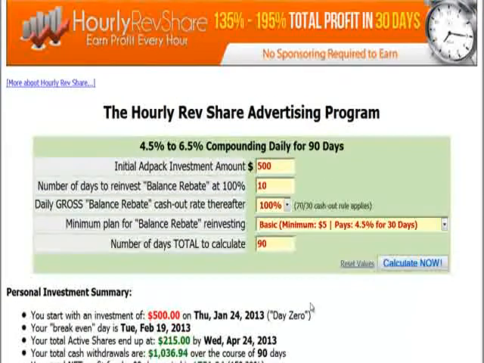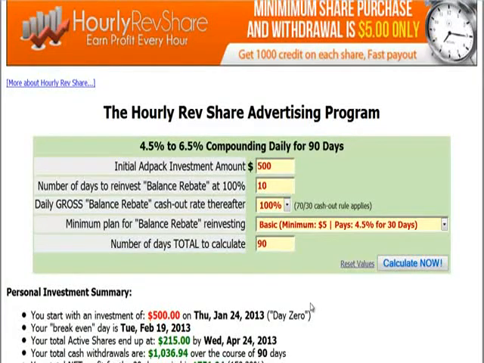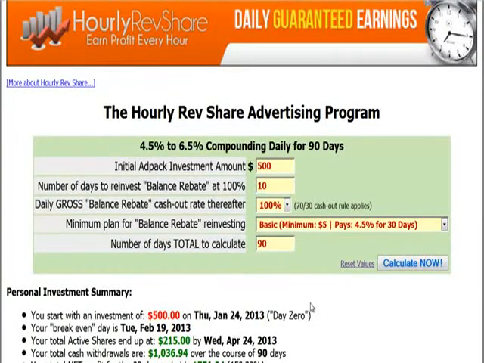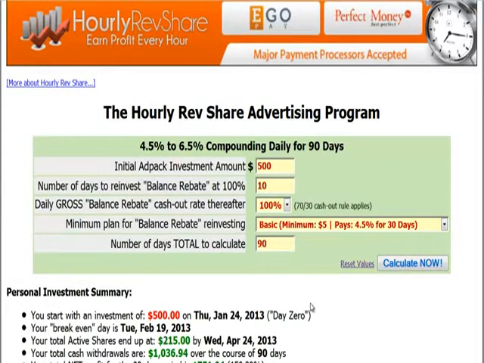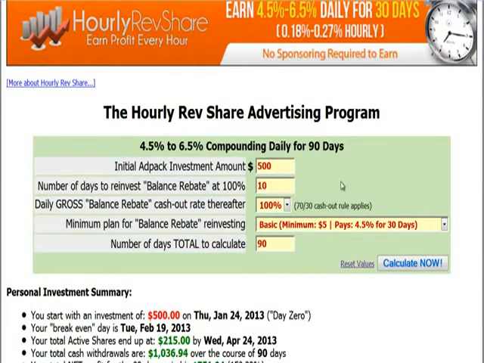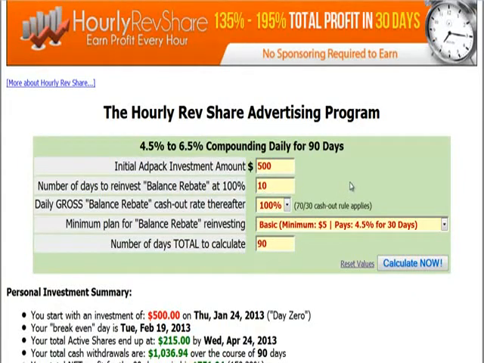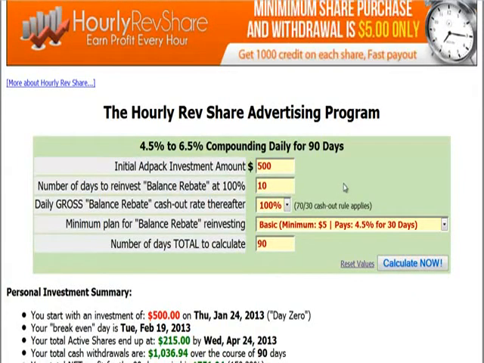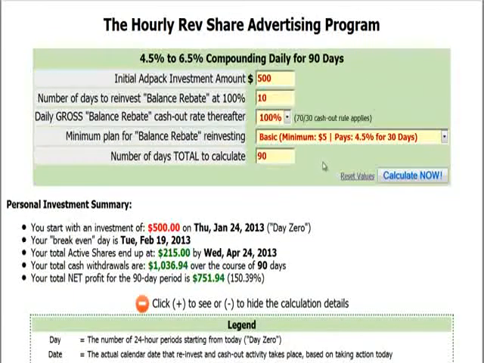Basically the way it works is you can buy ad packs, and each advertising package gives you a certain amount of credits to display 3 types of banner ads on the hourly rev share website. In doing so, the company pays you a portion of their profits, and they pay a fixed rate, and therefore we can do a calculator that accurately predicts on what day you'll make what amount of money if you follow certain activities. So for the sake of this initial calculation, we're just going to choose to put in $500.